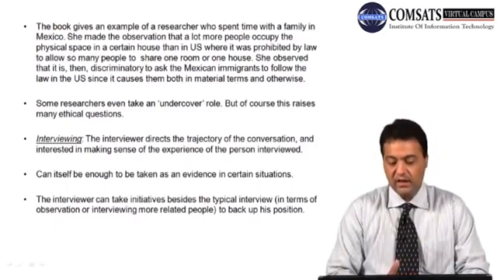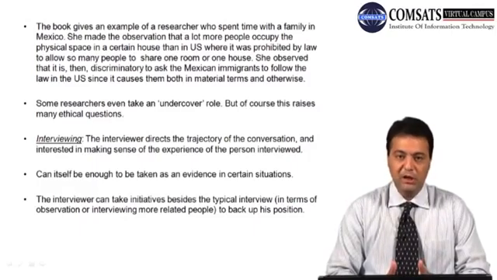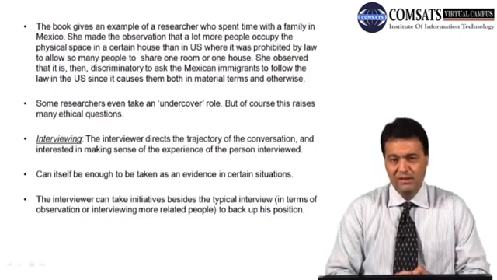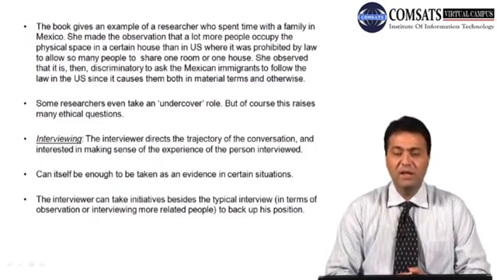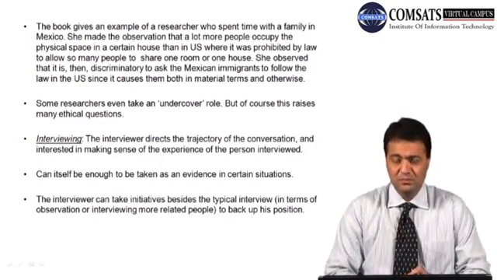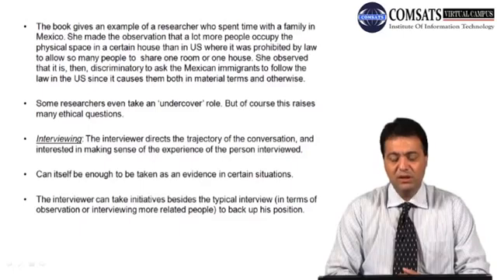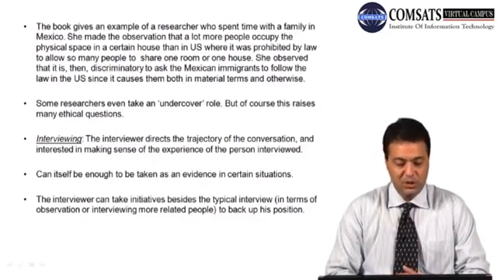Some researchers even take an undercover role, but of course this raises many ethical questions. Again, अगर आप लोगों में से कोई भी ये न्यूज़ चैनल्स देखता है, कभी कभार मेरा भी इत्तेफाक होता है कि ये देखता हूँ कि रिपोर्टर्स अंडर कवर चले जाते हैं कि जी हम लोग क्राइम को एक्सपोज कर रहे हैं, माशरे में बुराइयों को एक्सपोज कर रहे हैं. But that raises many ethical questions. बुराई का स्टैंडर्ड क्या है, किसकी नज़र में क्या बुराई है, क्या नहीं है. These are some of the questions that need to be considered. Basically it's an ethical issue.